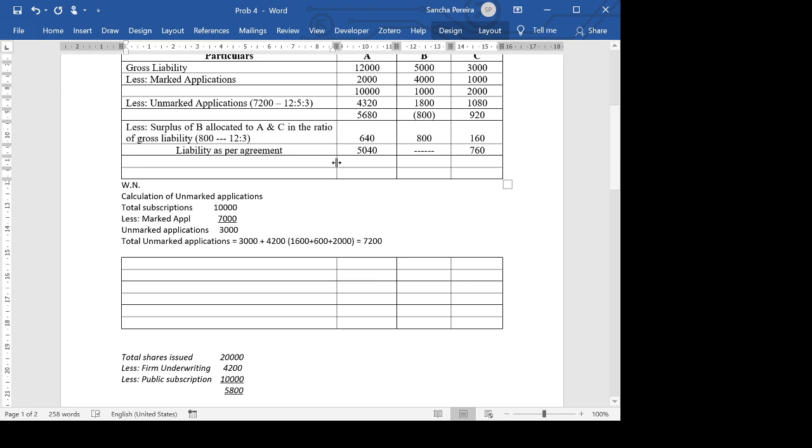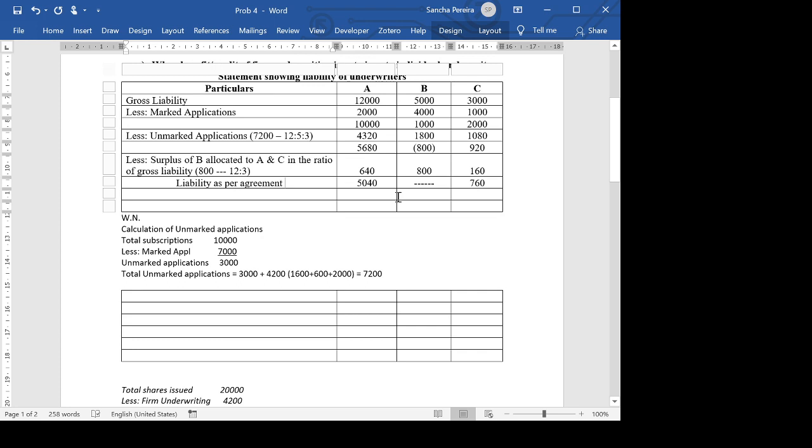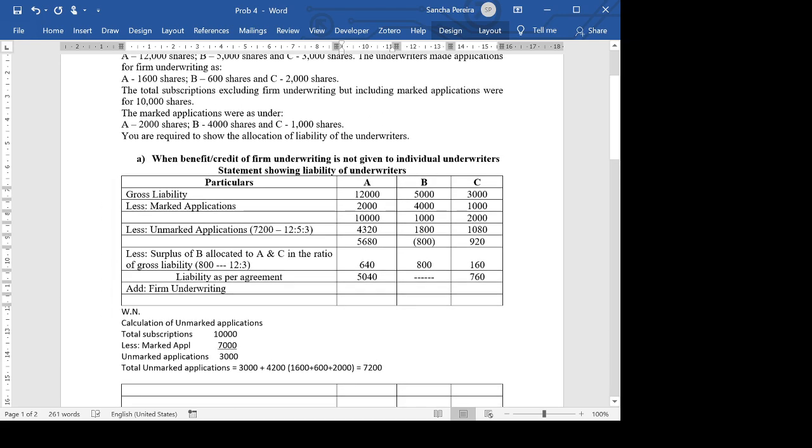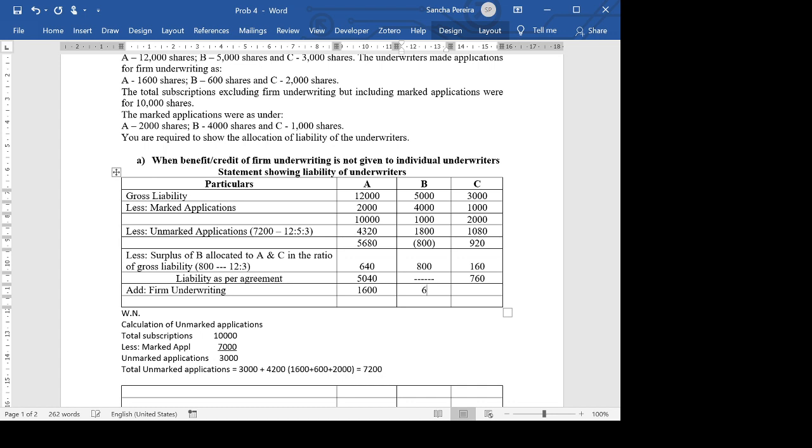Okay, and then we also find out the total shares each underwriter has to take up. For example, A has to take up these shares plus also his firm underwriting. B doesn't have to take up any shares here, but B still has to buy those shares under firm underwriting, or he has already bought them. What we try to find here is the total shares that each of the underwriter has to take up, or the shares in total. So add firm underwriting. We add each one's firm underwriting back. 1,600. Here we have 600, and here we have 2,000. Okay, this we call net liability.